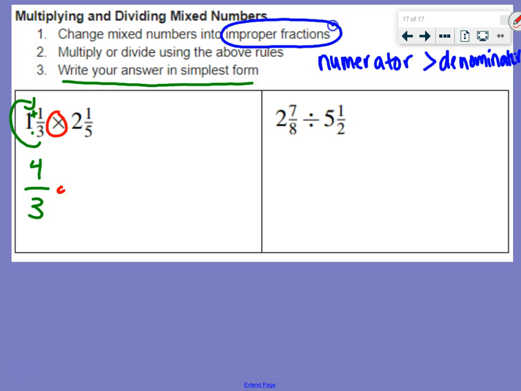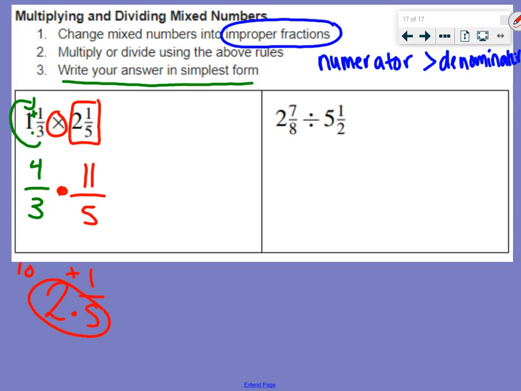Multiplication stays, so we have multiplication. And then 2 1/5. So again, we're going to multiply these two and then add 1. So 2 times 5 is 10. 10 plus 1 is 11. So the top number is 11, and then that denominator of 5 stays 5. So 2 1/5 is really 11/5.